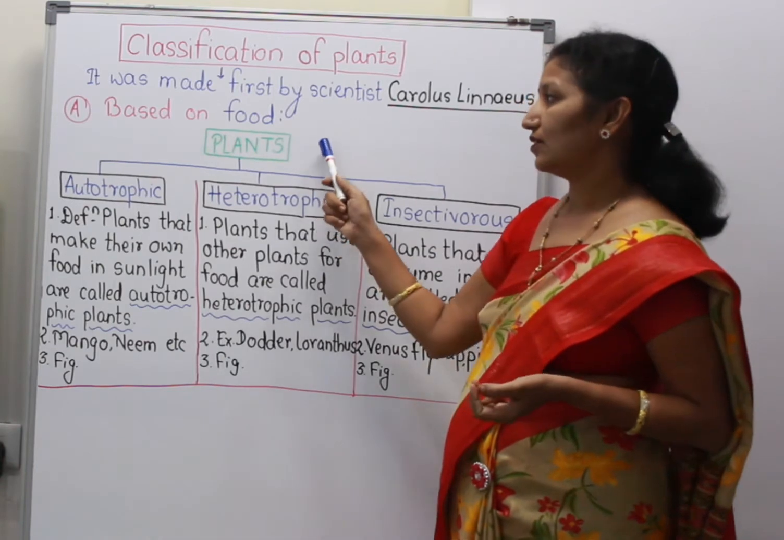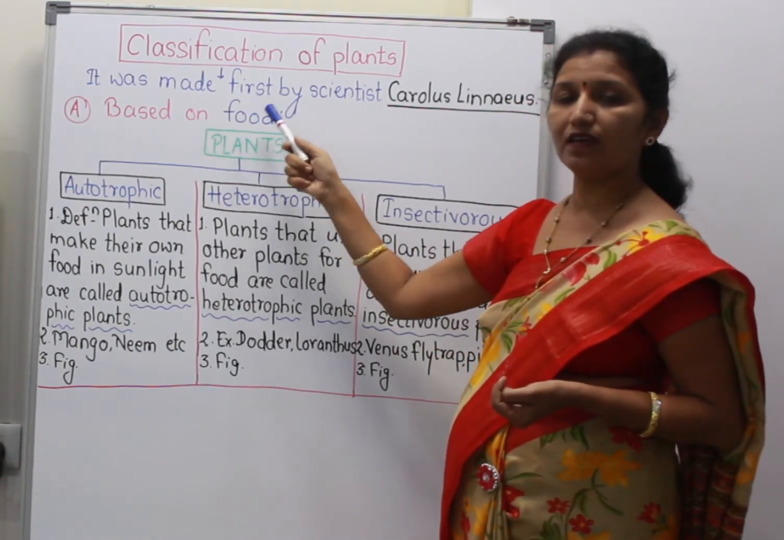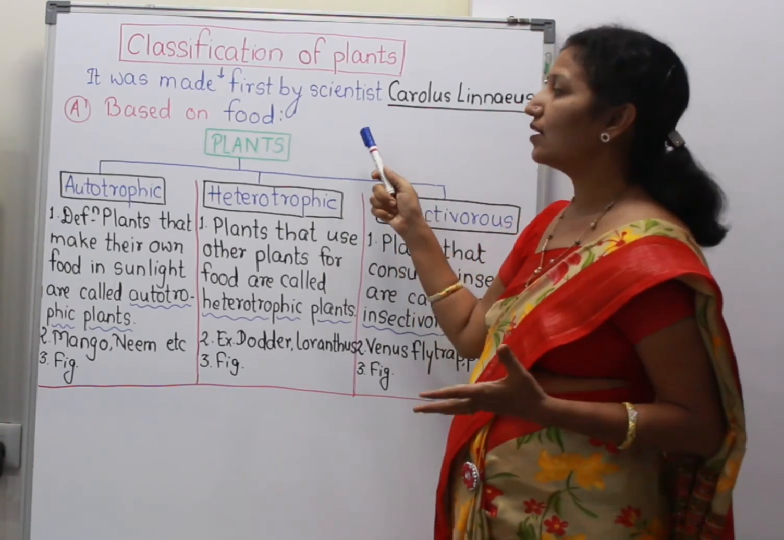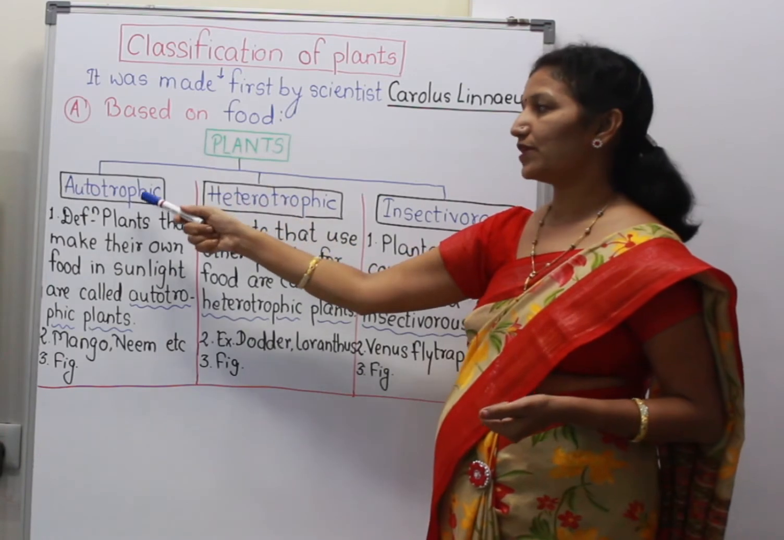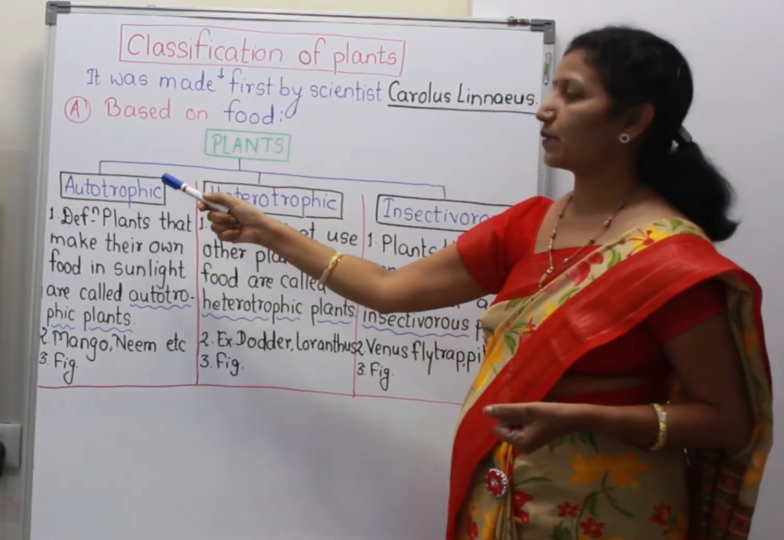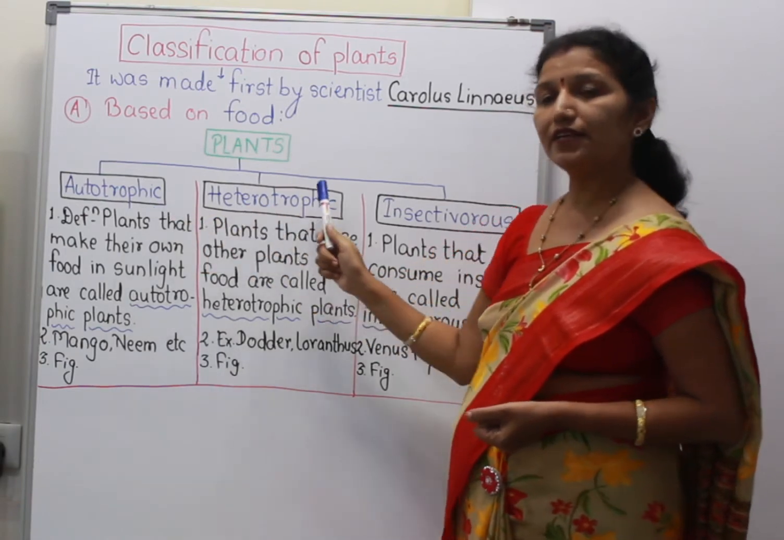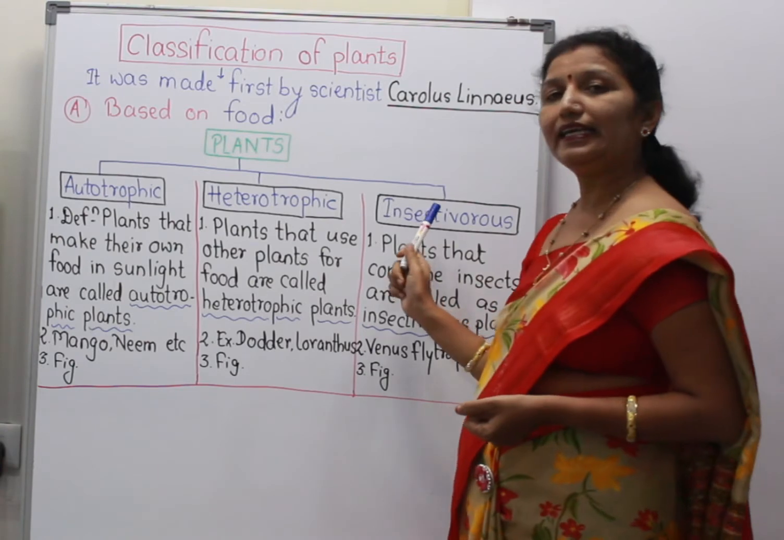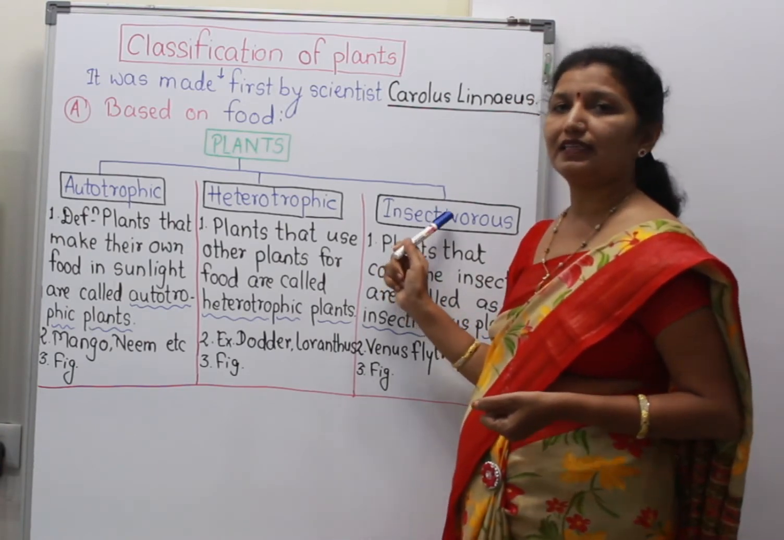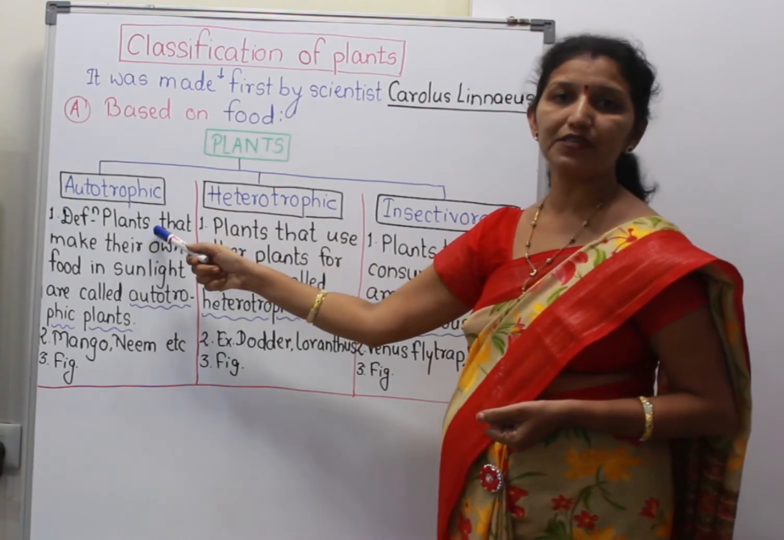And depending upon the food that is taken by plants and food production, they are classified into three types. Autotrophic, main two types are there: autotrophic and heterotrophic. And also they eat insects, some plants, and they are called insectivorous. Now we will see the definitions one by one.